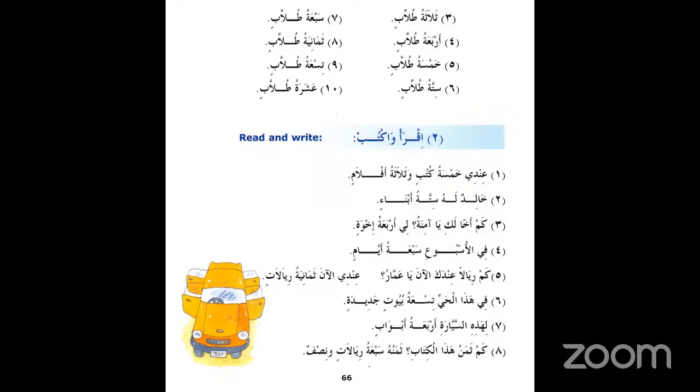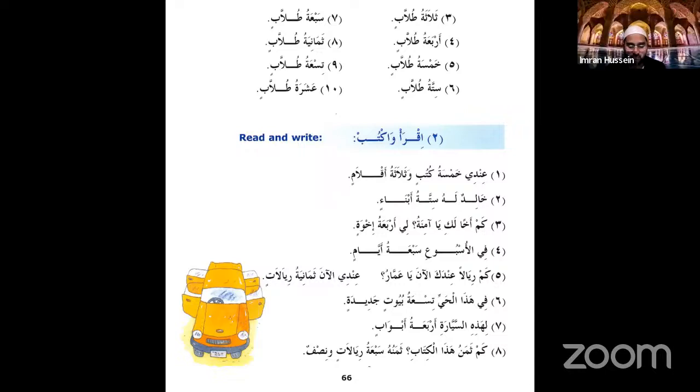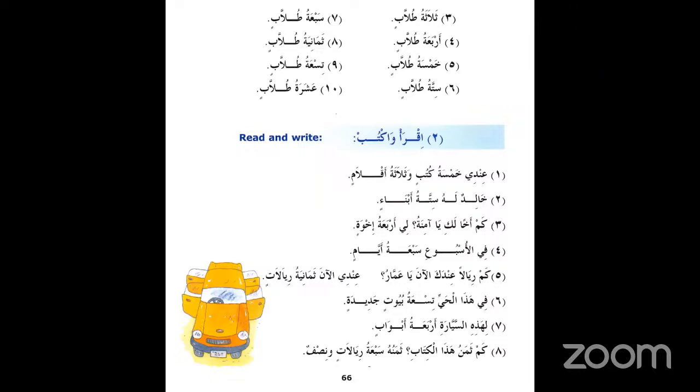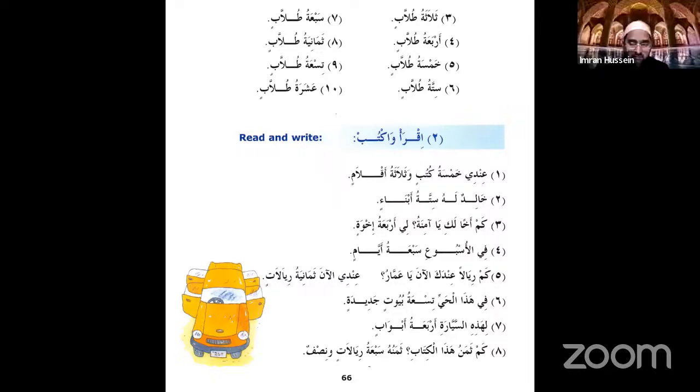لهذه السيارة 4 أبواب. For this car. Okay, for this car there are 4 doors. Correct.